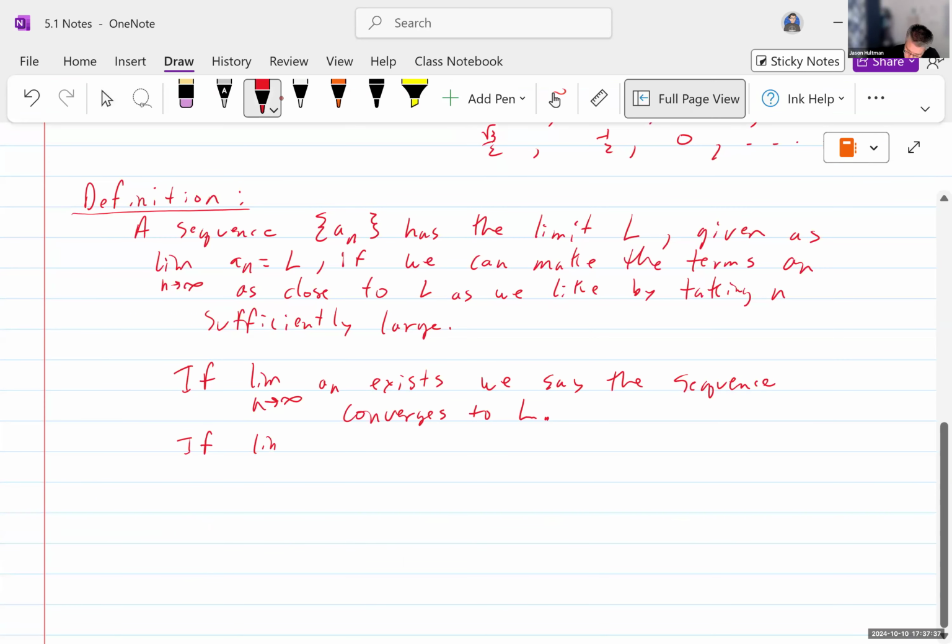If the limit as n goes to infinity of a sub n does not exist, sometimes we'll write DNE for does not exist, or tends to infinity, then we say the sequence diverges.